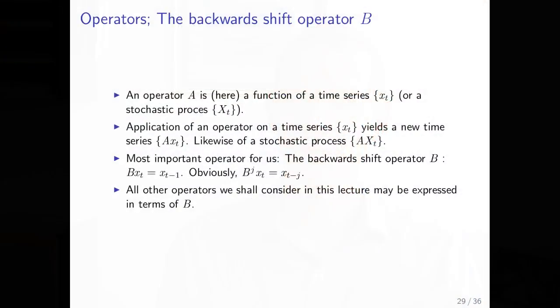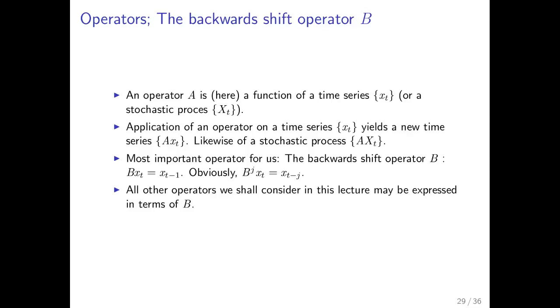We'll change the topic to something totally different. We'll go to what's called operators and focus mainly on the so-called backward shift operator B. So in general, an operator A is a function of a time series or stochastic process. What happens when you apply an operator on a time series is that it yields a new time series. Same thing applies to a stochastic process. When you apply an operator on, say, xt, you get a new stochastic process.